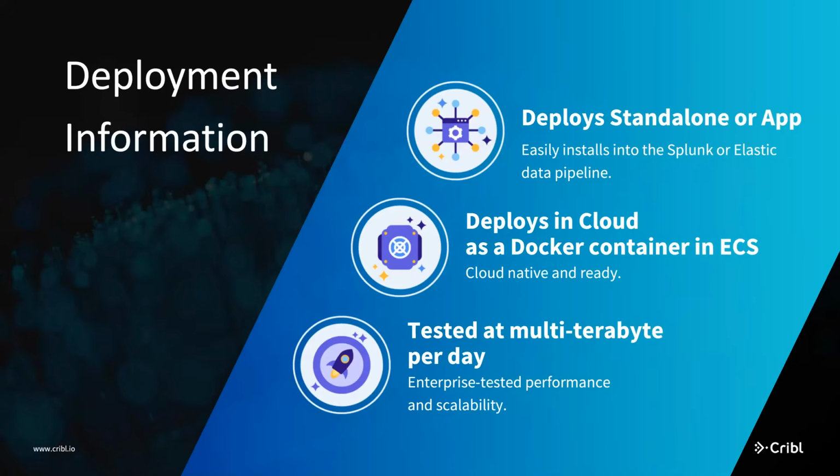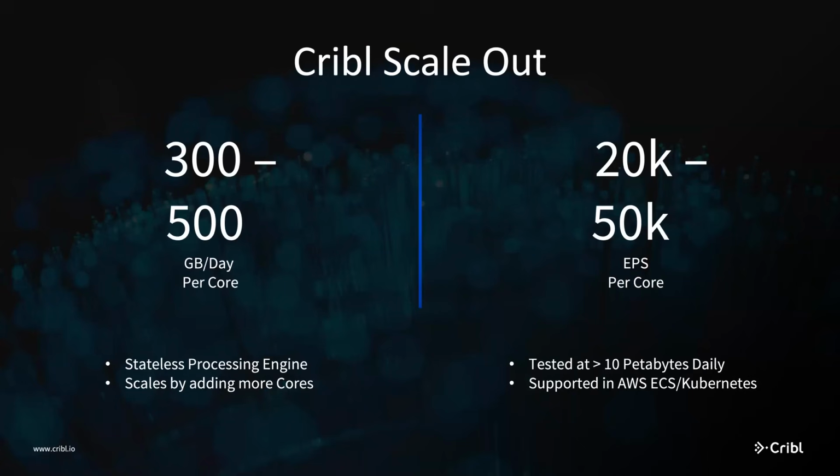It deploys standalone. You can also deploy it as an app on a Splunk forwarder. Again, I mentioned we deploy in ECS, we deploy in Kubernetes. This messaging is actually old. We're now tested at multiple petabytes per day from a single management console. And then the last key piece of technical information around scale out is our general guidance is about 300 to 500 gigabytes a day per core.